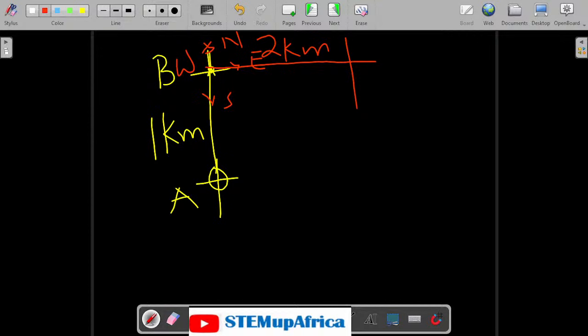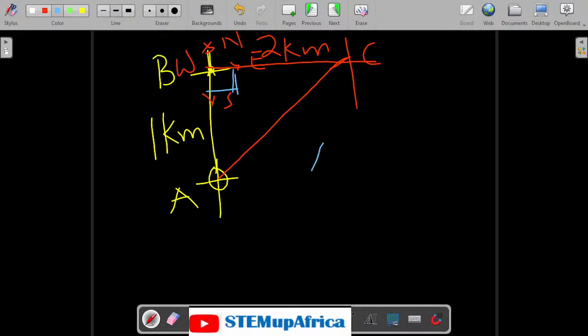So the girl now is currently at point C. How far is she now from the starting point? So we're expected to calculate the distance between A and C. So here is our right angle. That means this figure also represents a right angle triangle. So the distance between A and C represents the hypotenuse, which is similar to what you just did.